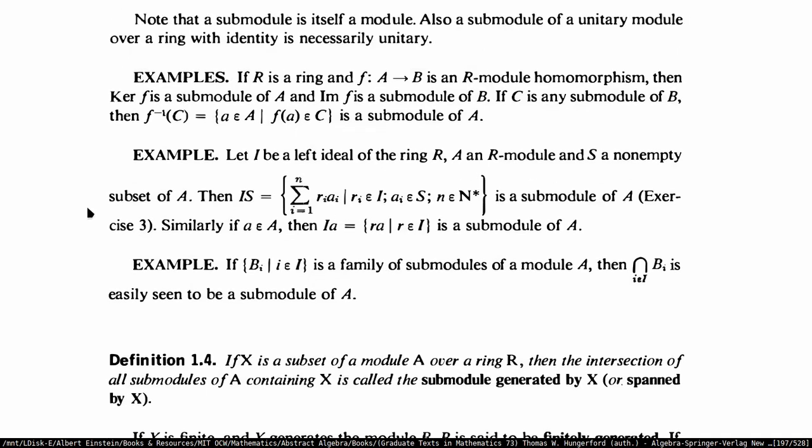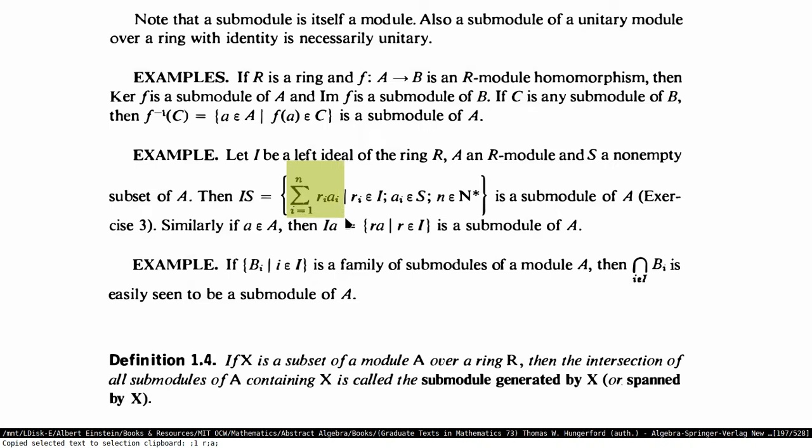Let's see. If you have a left ideal I of a ring R, and an R-module A, and S is a subset of A, then you can form IS. This looks a lot like a linear combination, remember? You have elements from the ideal and elements from the subset S, and you multiply them first, and then add them over some integer.